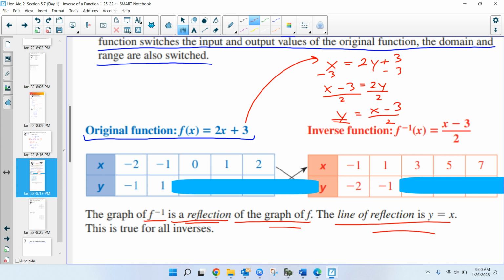Now be careful. That y and that y aren't the same. This y represents the inverse function of this one. That's why we then write it with the notation f inverse of x. Are they the same? No. We've switched those x's and y's. It's now the inverse.